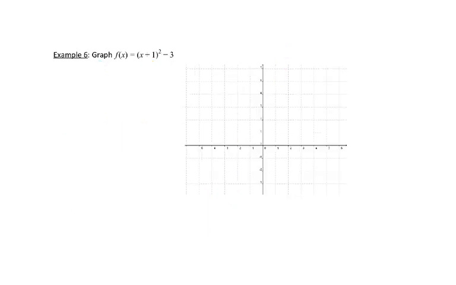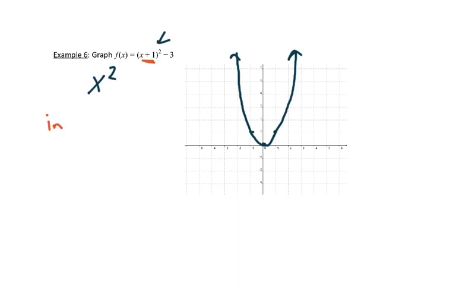Let's look at another one. In this case, we can see the squared. That means that we're starting with the graph of x squared. So it would look like this to start off with. The plus 1 is inside, so that tells us we're moving it left 1. The minus 3 is outside, so that tells us we're moving it down 3.